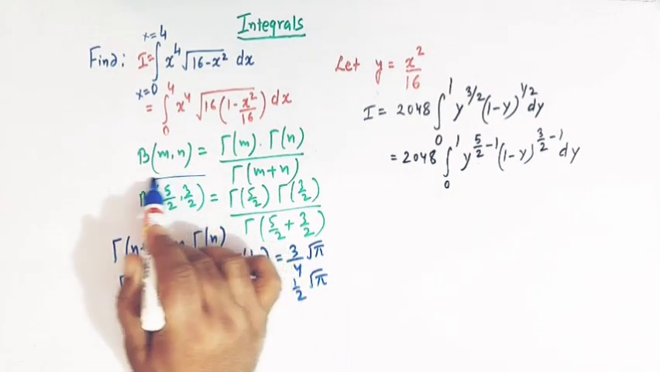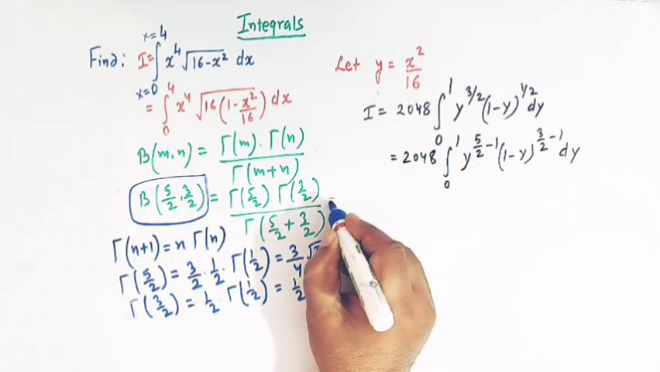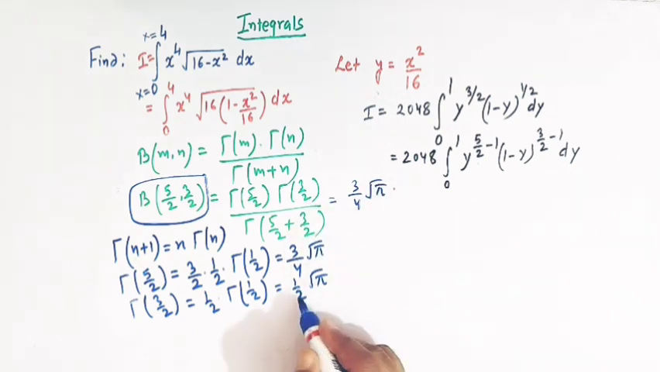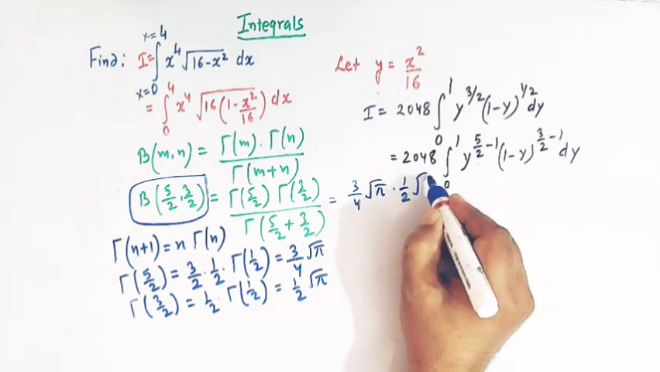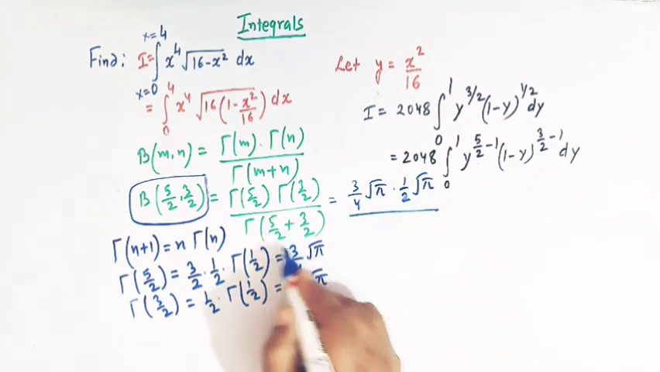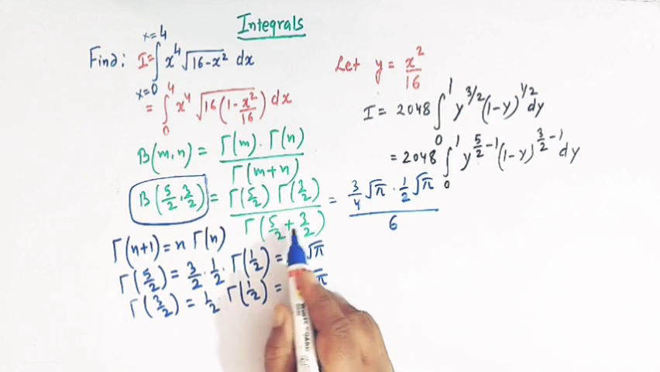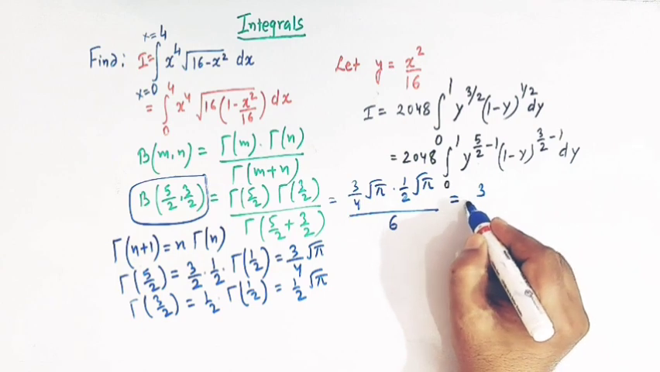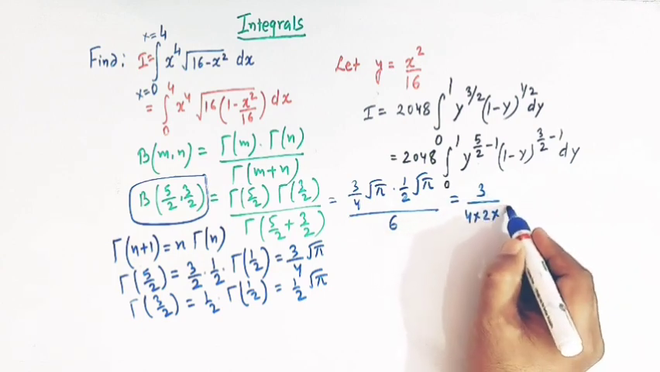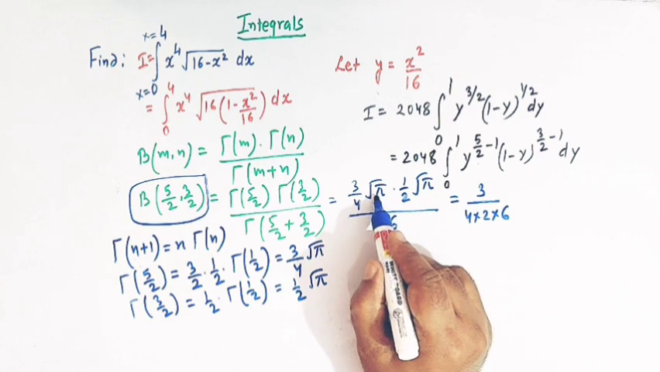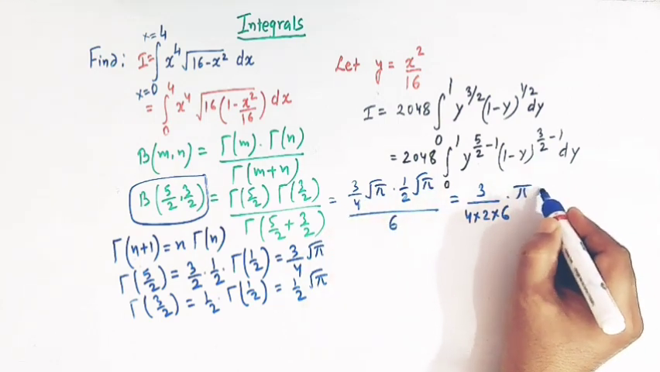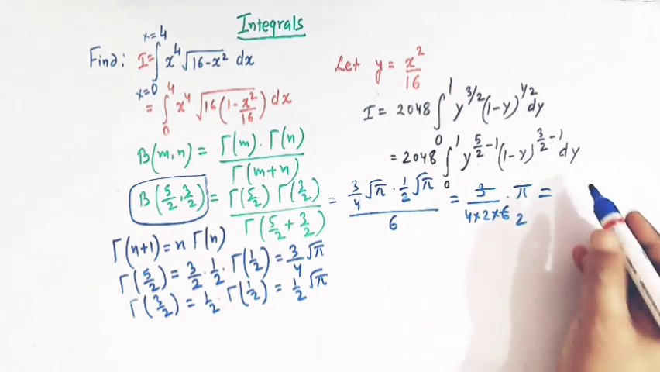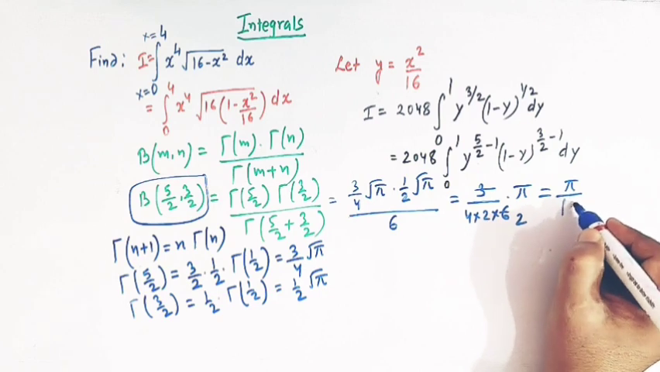So viewers, the value of this quantity is now 3 by 4 square root of pi, and here we have half square root of pi, and in the denominator we have 6, that is 3 factorial, that is 6, right? So this is 3 divided by 4 times 2 times 6, and here we have square root of pi times square root of pi, that is pi. So this is 3 over 6, so we have 4 times 2 times 2, that is pi over 16, right?